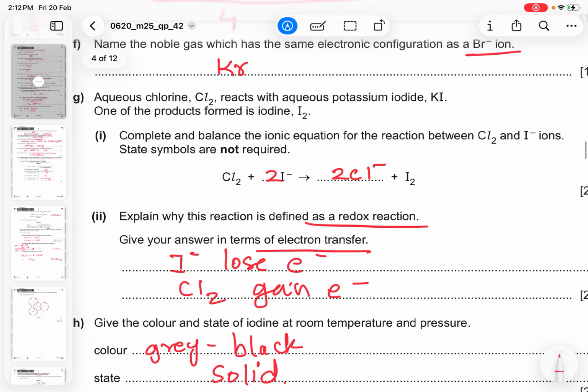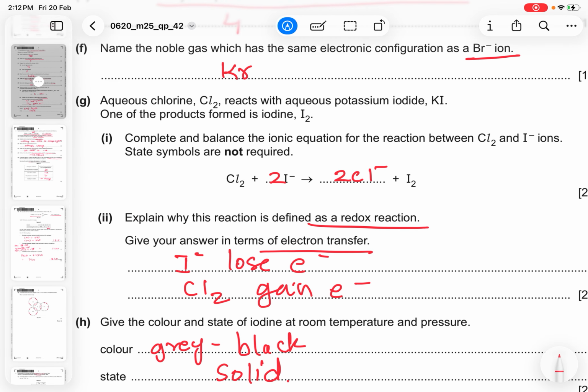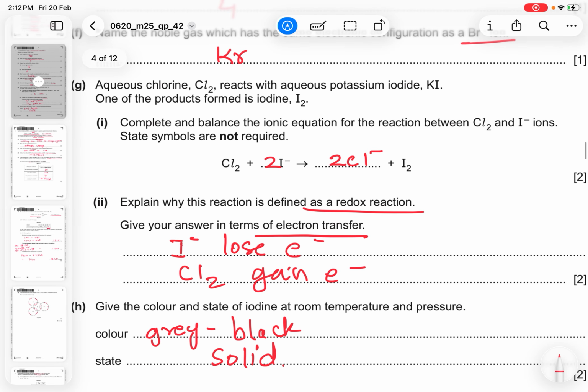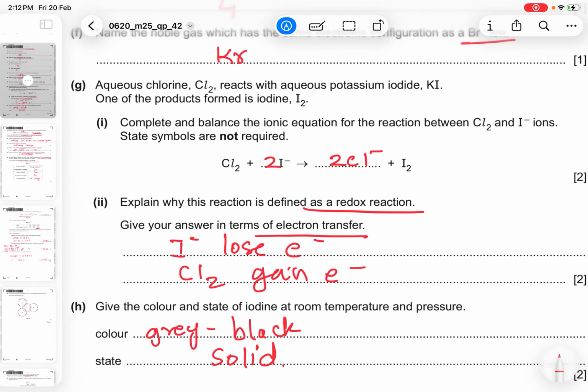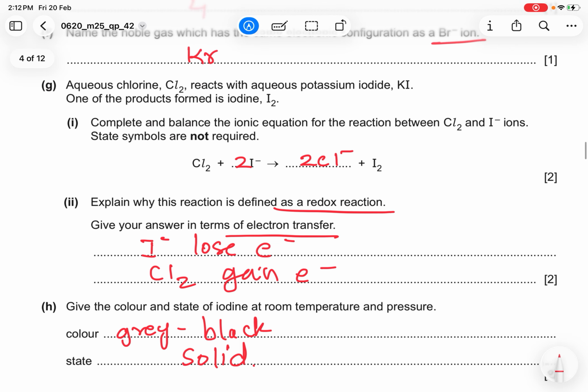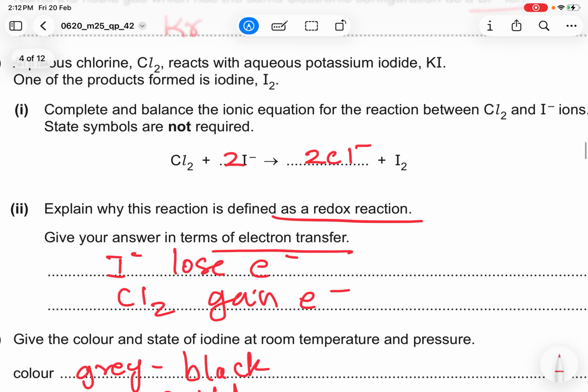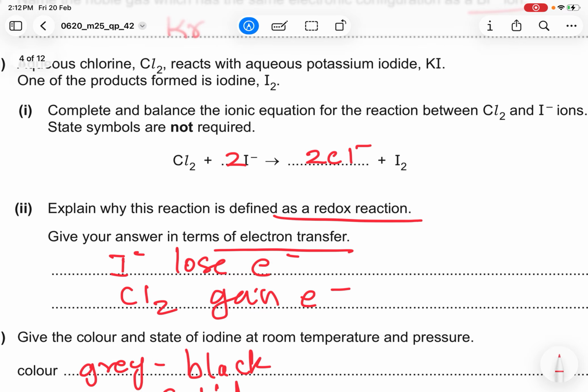Next, complete and balance the ionic half equation for chlorine and iodine. So here chlorine and iodine are reacting. We just have to balance it. Now you can see that we have 2 here, so we are also going to write 2 here, and then we have 2 chlorine atoms. So when chlorine accepts electrons, the bond between them breaks down and becomes 2Cl minus. That is how we are going to balance it.